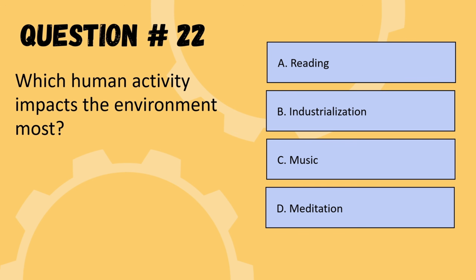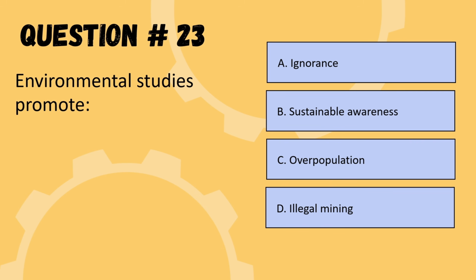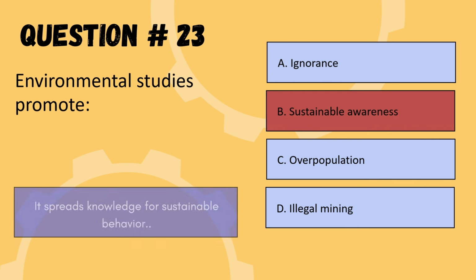Next question is which human activity impact the environment most? Options are reading, industrialization, music or meditation. So your correct option is option B, industrialization. So we are moving to the next question. Environmental studies promote, options are ignorance, sustainable awareness, overpopulation or illegal mining. So your correct option is option B, sustainable awareness. So we are moving to the next question.